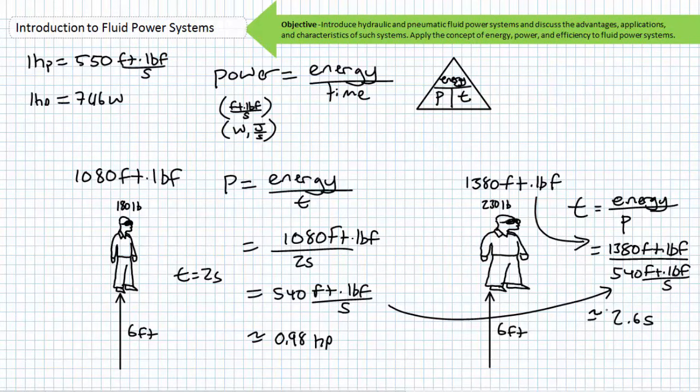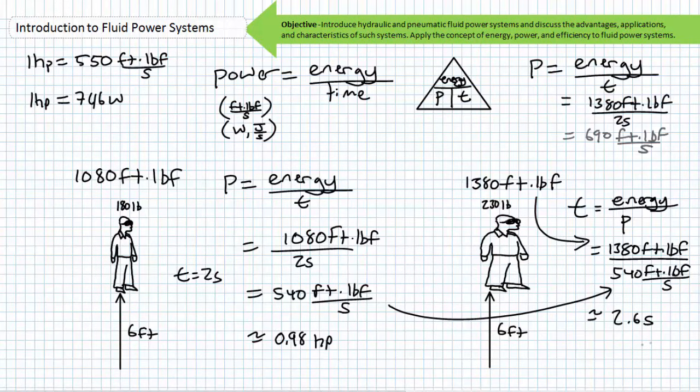What if, however, we really did need to lift him on stage in exactly 2 seconds in the present day? What is the power requirement for this task? Again, power is energy over time. 1,380 foot-pounds force over 2 seconds yields a necessary power input of at least 690 foot-pounds force per second. It makes sense. A larger force expressed the same distance over the same time span necessitated a more powerful system to do so. Converting this value to horsepower yields a value of approximately 1.3 horsepower.